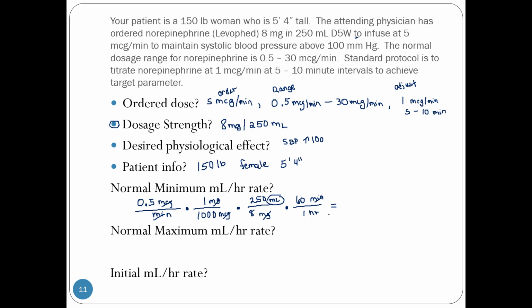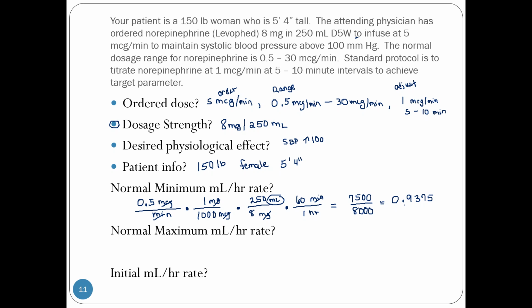So I'm ready to do the math. I am doing dimensional analysis, so I multiply straight across. So 0.5 times 250 times 60 gives me 7,500. Across the denominator, 1,000 times 8 gives me 8,000. And I will divide them out. And I get 0.9375.